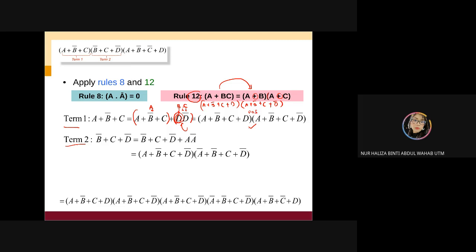You can see this is one variable, one variable, one variable. You add all together, which is a sum term. You multiply with another sum term. Done for that part, for your term 1.